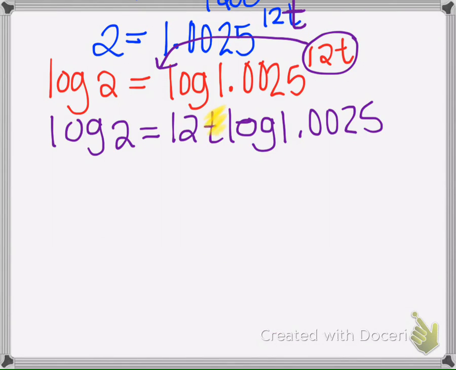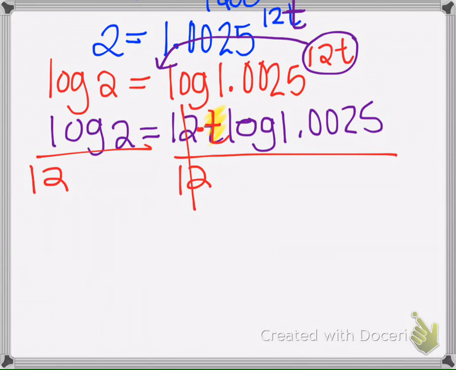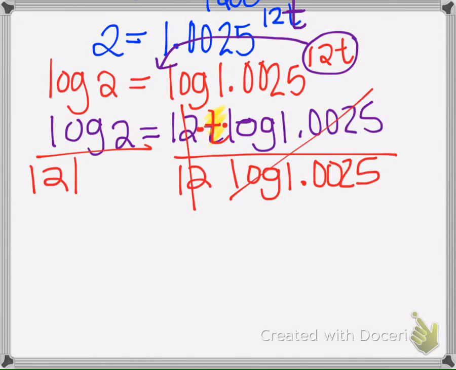So to get the t, the time, by itself, we have to divide by 12 because that 12 is being multiplied to the t right here. So that's going to make 1. So we're going to divide both sides by 12, but we also want to divide by the log, the number that's the logarithm, because that number is also being multiplied by t. So we're going to divide log 2 by 12 times log of 1.0025.